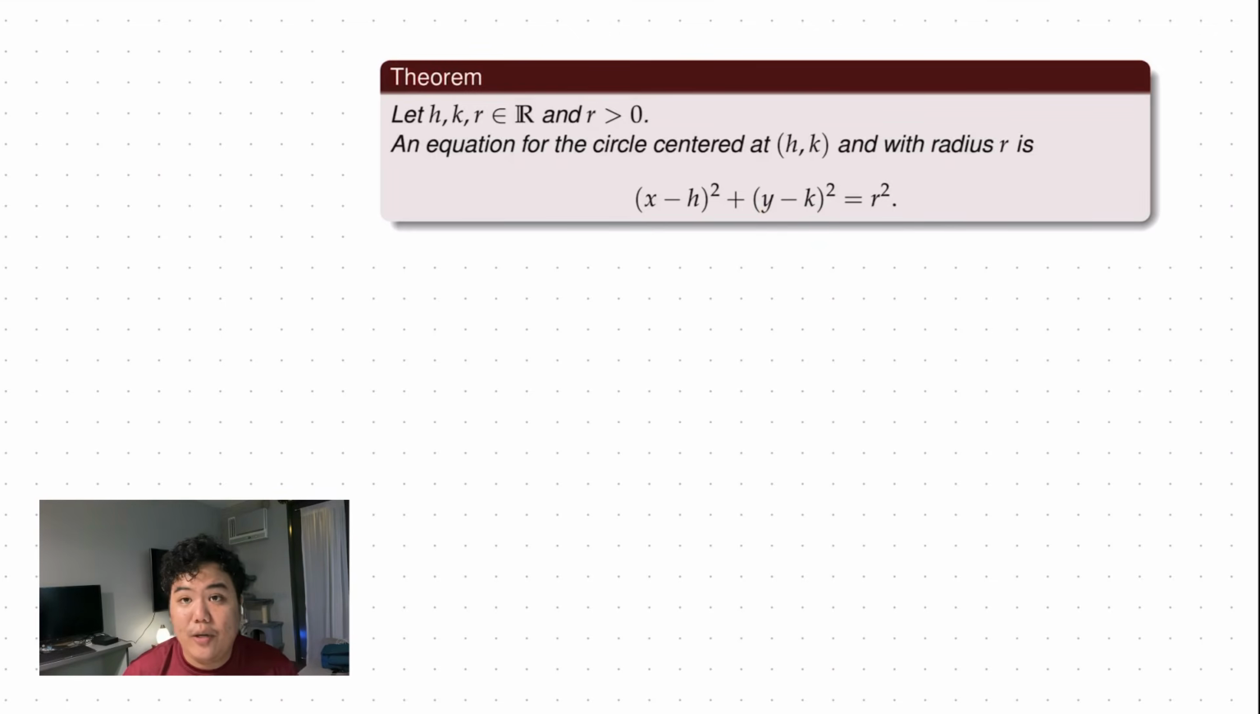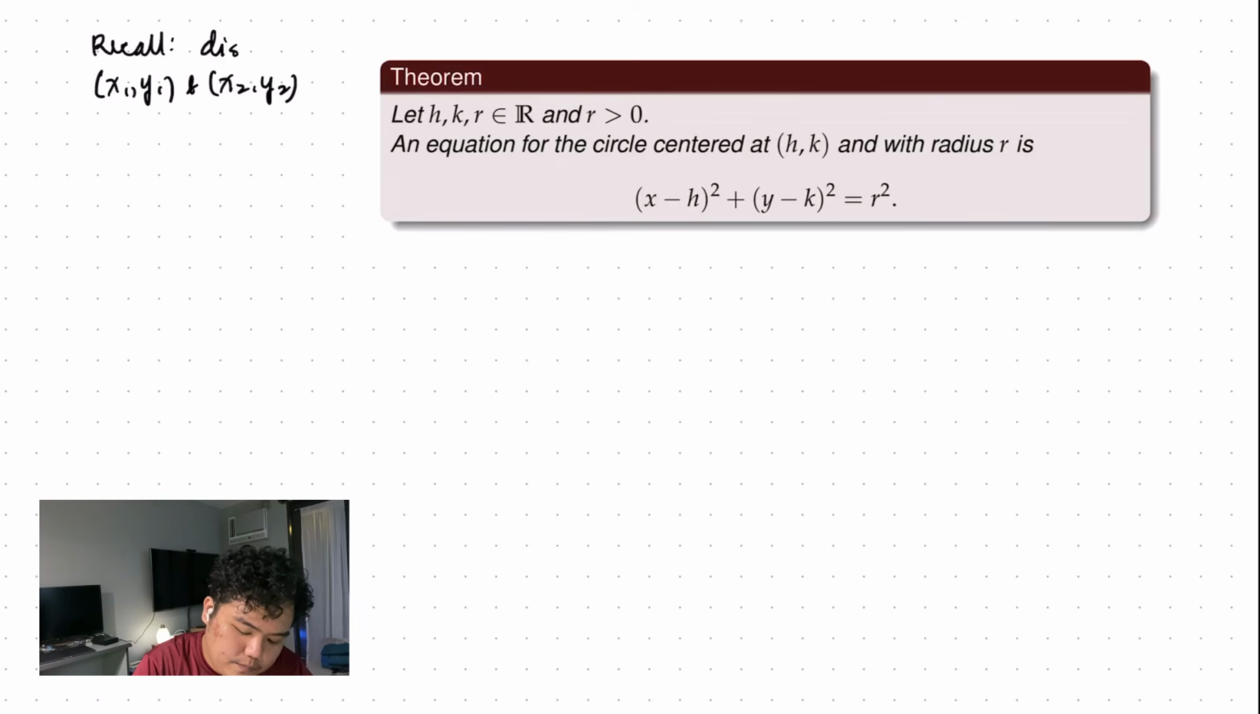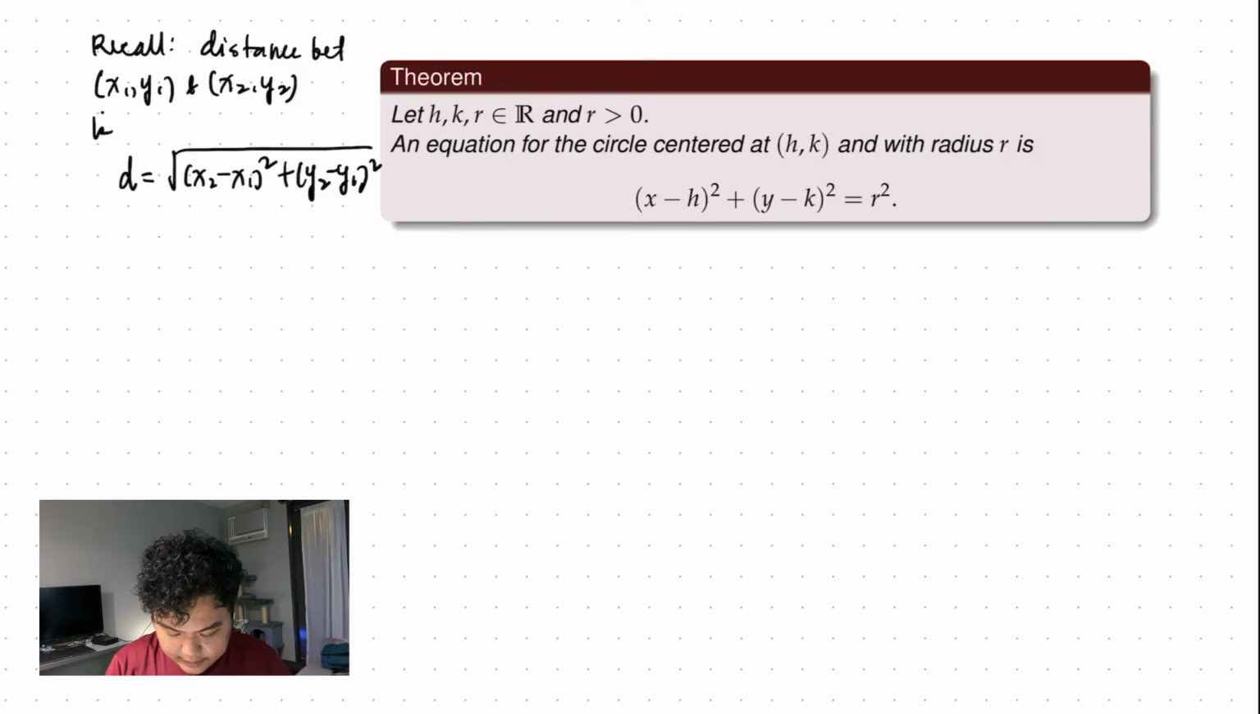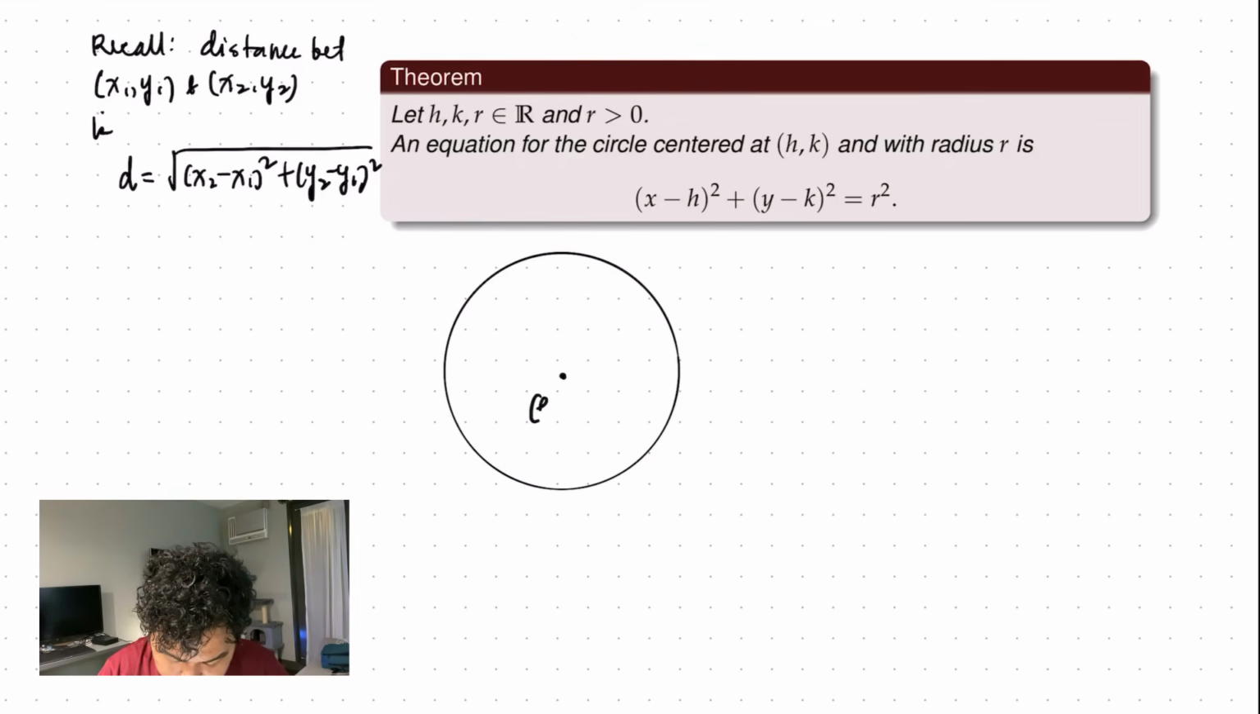So, let us recall the formula for the distance between 2 points. So, yung distance between (x1, y1) and (x2, y2) is, let's say, d = sqrt((x2 - x1)^2 + (y2 - y1)^2). Okay? So, let's say, yung circle natin, ayan, and the center is (h, k), and the radius is r.